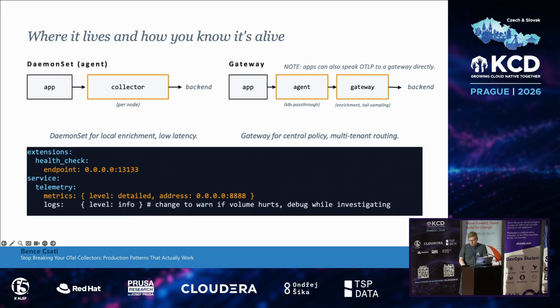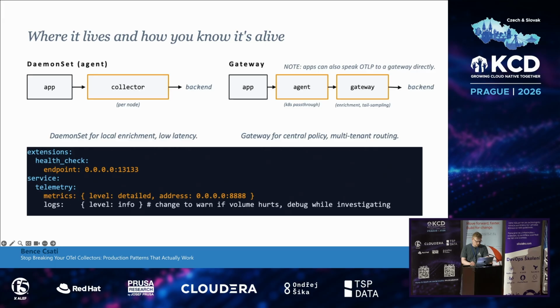And how do you know it's alive? Well, next to the memory limiter processor, the health check extension is a no-brainer to put in your config. It creates an endpoint that your readiness and liveness probes will hit if you are using the OpenTelemetry operator, which you definitely should, because it knows best how to handle your collectors in a Kubernetes environment. If you can, and you're not on premises or VM or any other scenario, you should definitely use the operator.